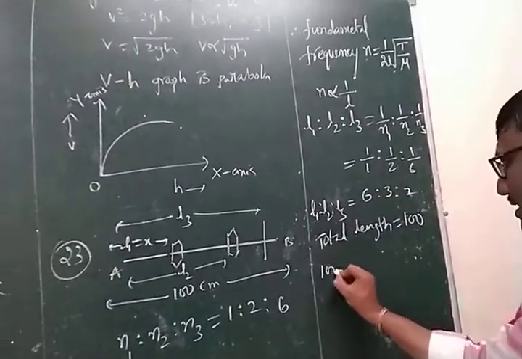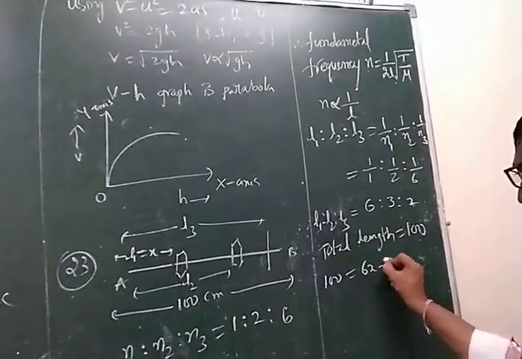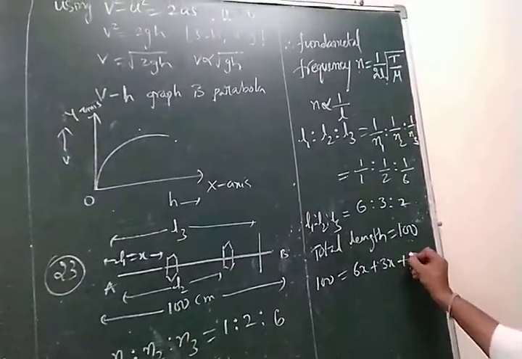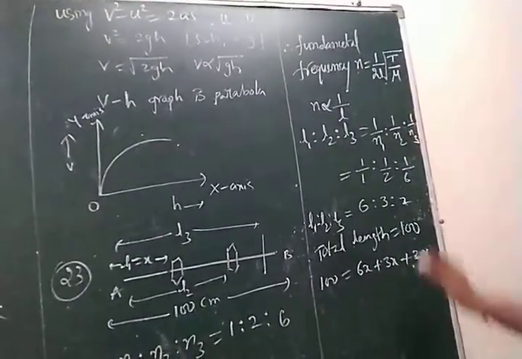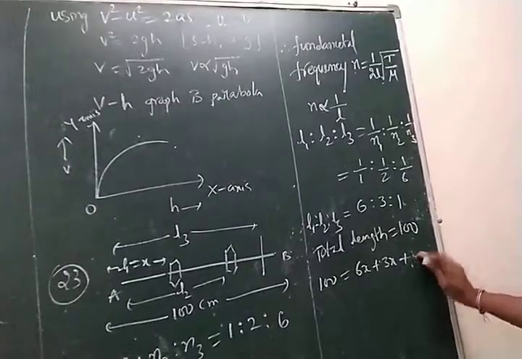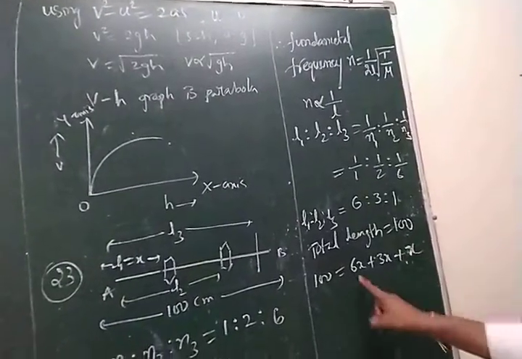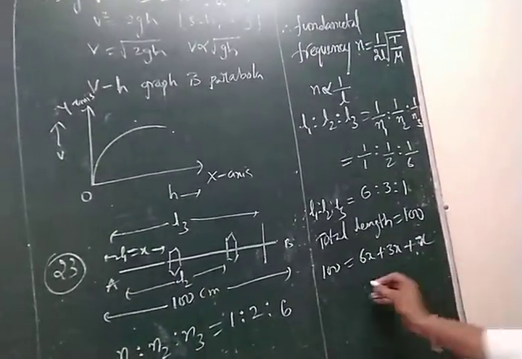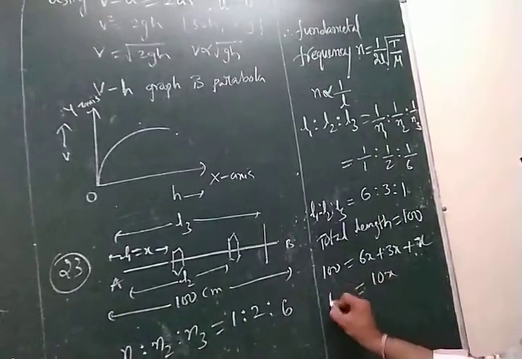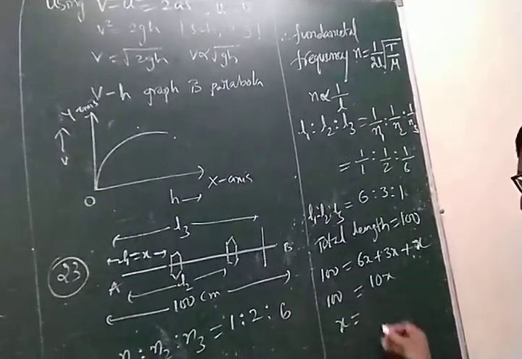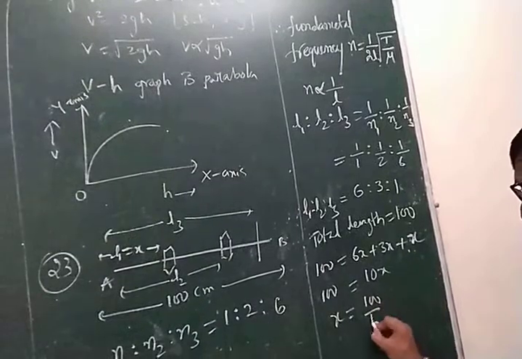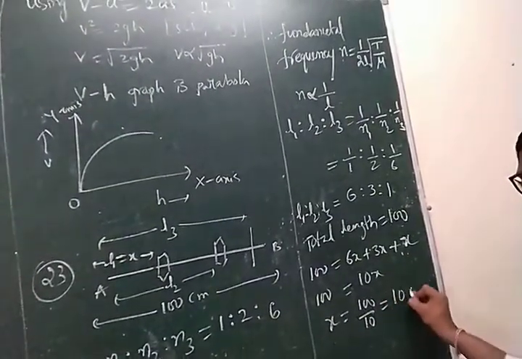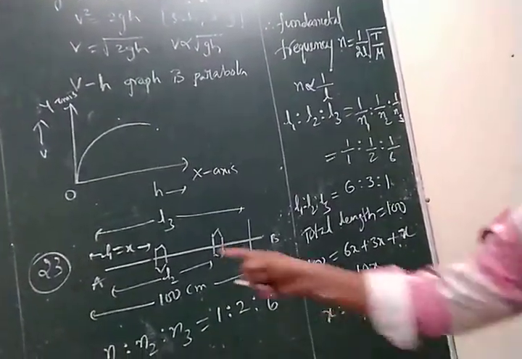The 100 is equal to 6x plus 3x plus 2x. So only x is coming here. See, 6 plus 3 plus 1. How much is this? 10x is equal to 100. Then x is equal to 100 by 10, that is equal to 10 centimeter. Then x is equal to 10 centimeter.